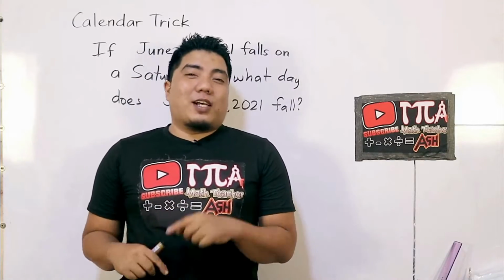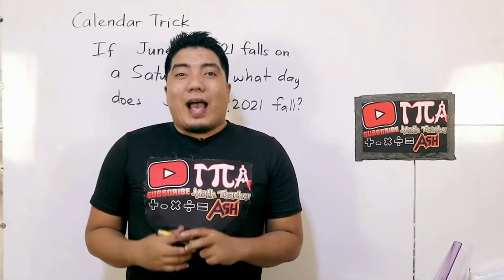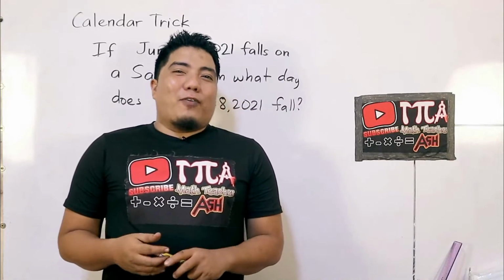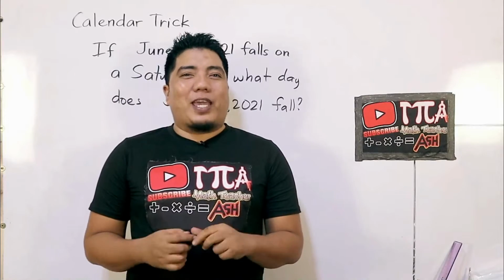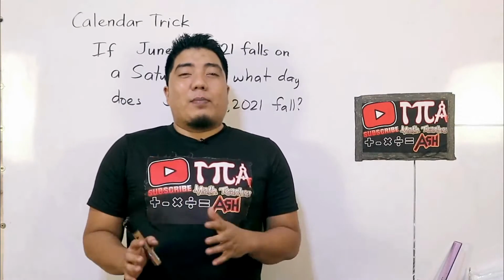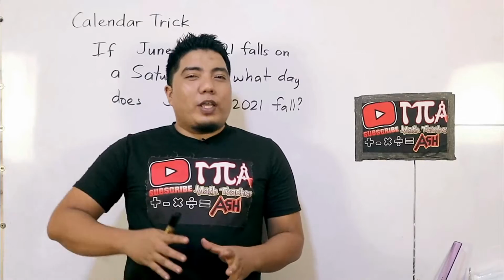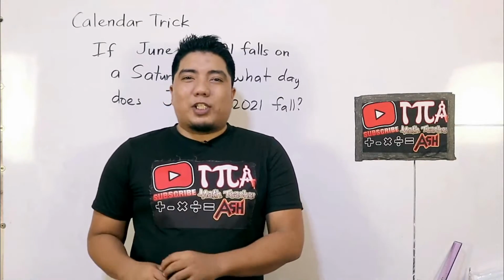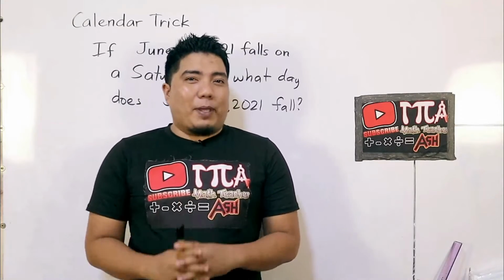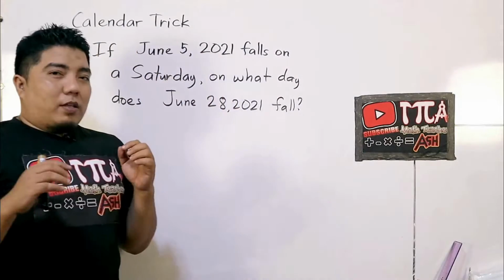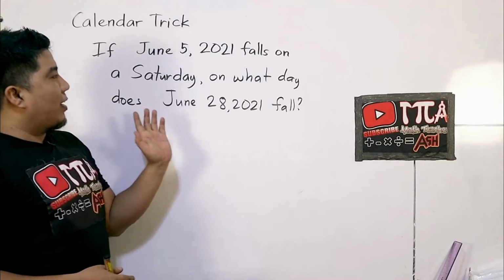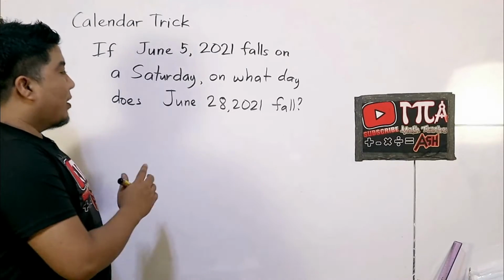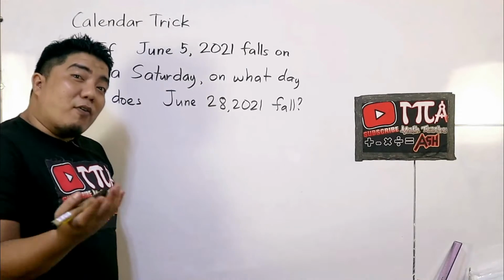Today, we're going to discuss another math trick on how to know the day of a calendar based on two different dates. Okay, now we will answer from an easy question going to more challenging questions about this topic. So let's start. Okay, now we have here the first problem. If June 5, 2021 falls on a Saturday, on what day does June 28, 2021 fall?